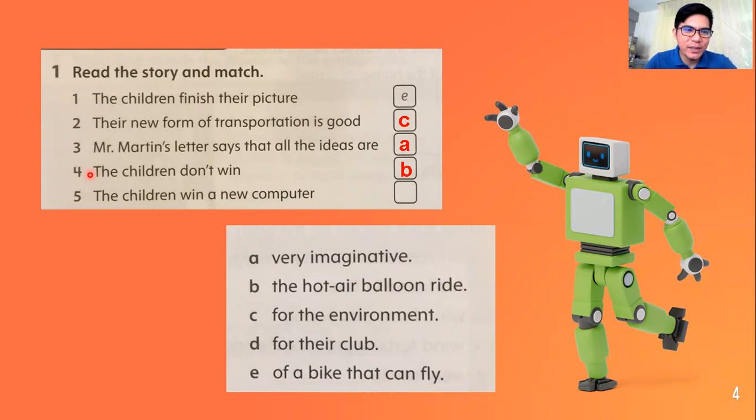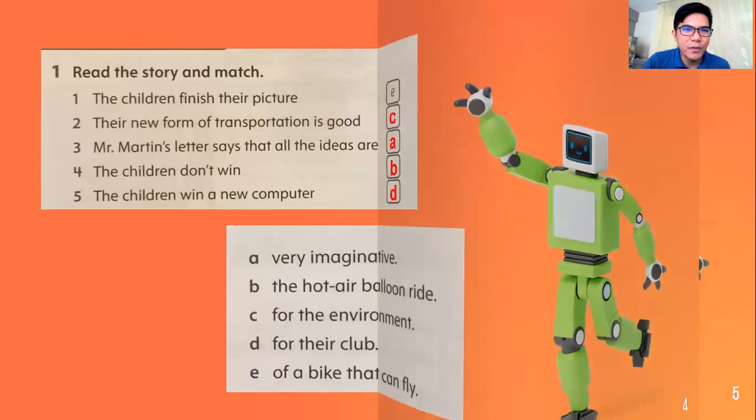Let's go to last number. Number 5. The children win a new computer. What's the letter? 3, 2, 1. It's D, for their clock. All right, that's for number 1. Now, ready? Exercise number 2.